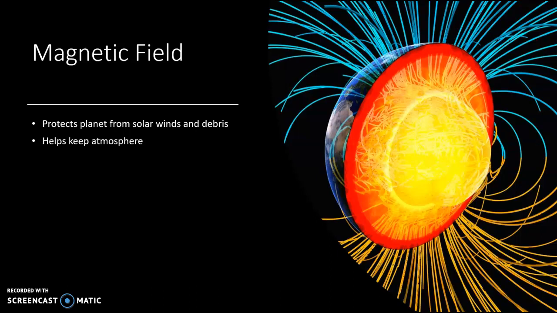Next, we need a magnetic field. The magnetic field protects us from solar wind and debris and helps keep the atmosphere. The magnetic field is made within the core, where we have lava and magma moving around, creating this magnetic field. So with plate tectonics helping keep the magnetic field in our liquid outer core, we're able to protect our planet from solar winds and debris and hold our atmosphere.